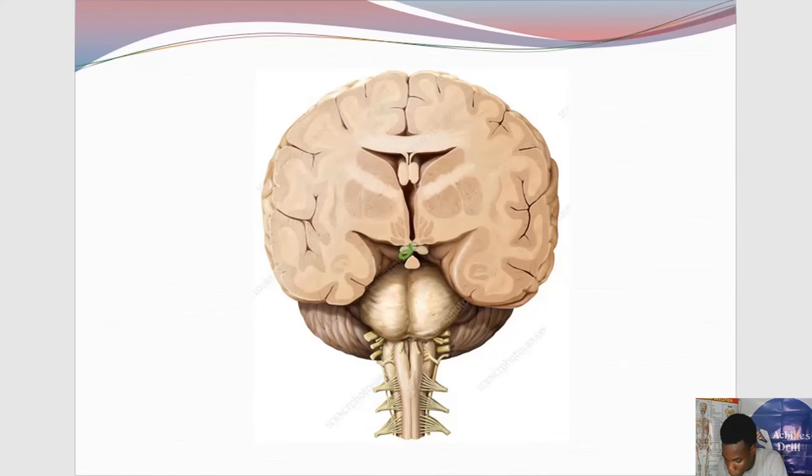The mammillary bodies are somewhere right there, and as a matter of fact, we have the subthalamus right here. Above it is the thalamus, and then just that little band of gray matter right here is the subthalamus. Okay, let's come to this picture and go dark mode.